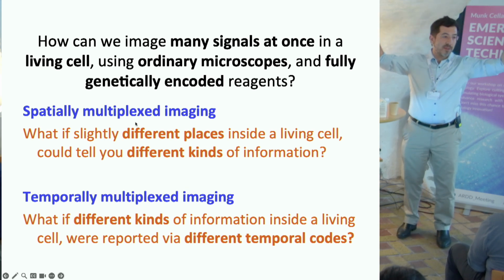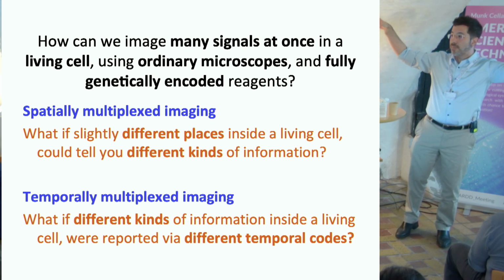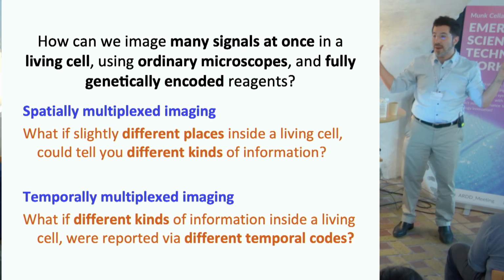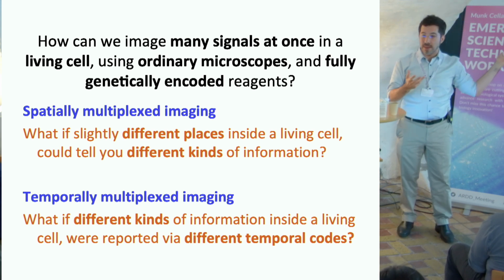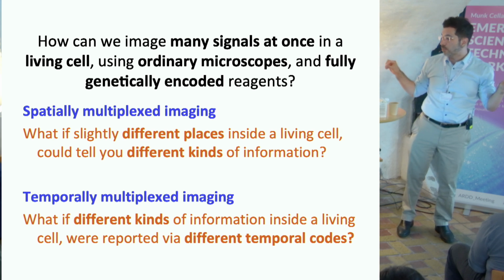Well, in this building, there's lots of Wi-Fi antennas. As you walk from room to room, your cell phone or your laptop is being picked up by different antennas. And so this building can support much more Wi-Fi bandwidth than if you just had one antenna that we all had to fight over, right? So what if we had the same thing in a cell? What if different places in a cell could tell you different stories while it was alive?